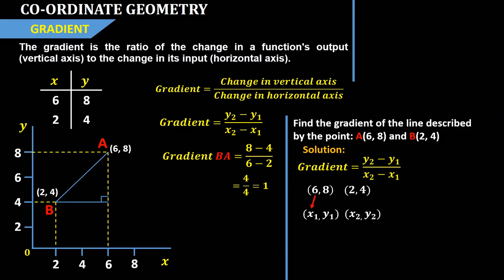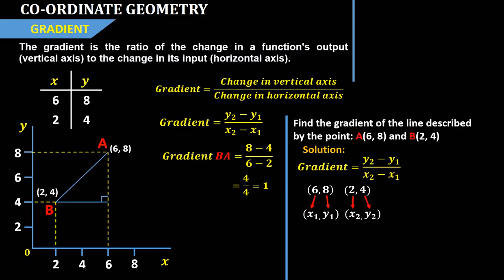So 6 is representing x1, and 8 is representing y1. Now if you go to the other point, 2 is going to be representing x2, and 4 is going to be representing y2. That's how you pinpoint your x1, y1, x2, y2 easily without any issues.